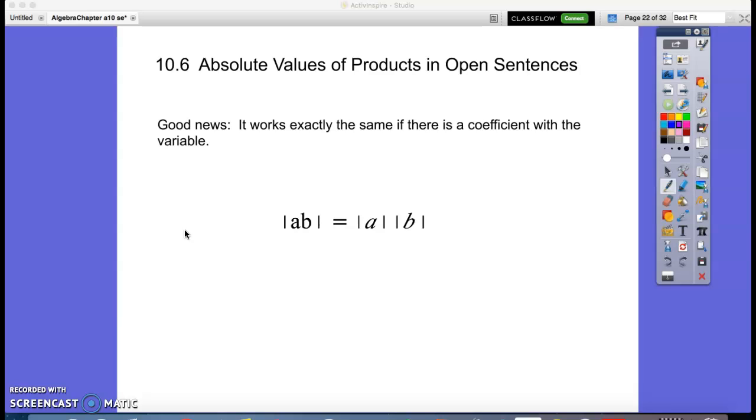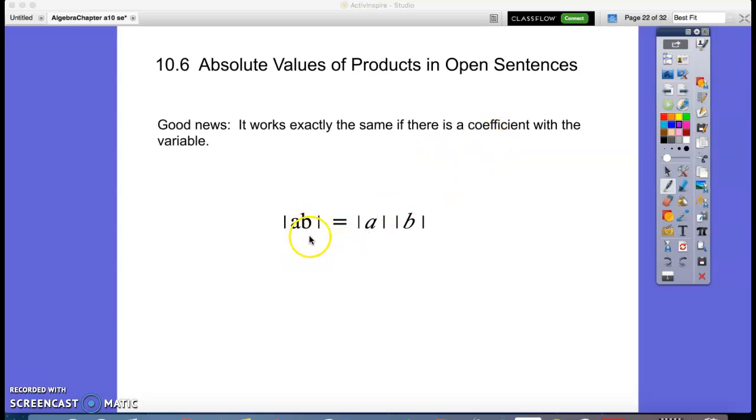So this is section 10.6, absolute value of products in open sentences. The good news is you're not learning anything new in this section. We follow the same method. The only difference is that in this section, the coefficient of the variable is something other than 1. But we treat it the same way, the same way that we did last class. So it's some more practice for you.